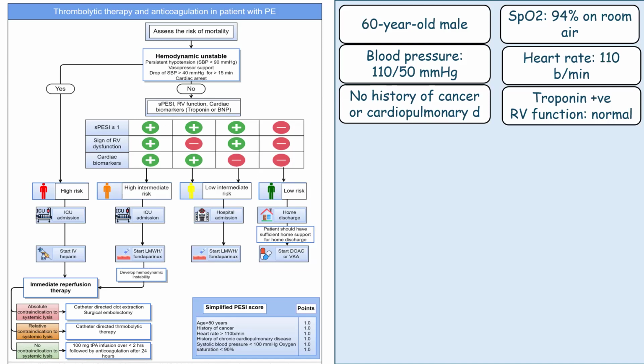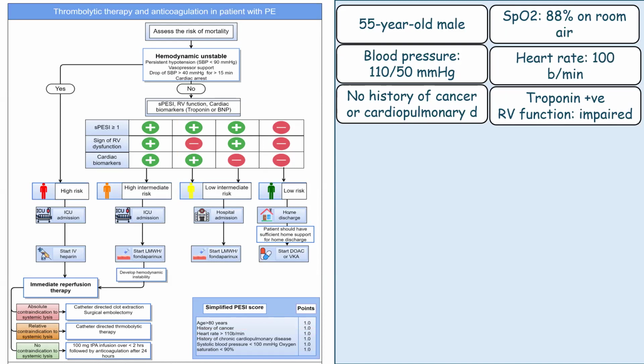The next patient is a 60-year-old male, saturation 94% on room air, blood pressure is normal, but the heart rate is 110 beats per minute. Troponin is positive, but the RV function is normal. This takes 1 point on the simplified PESI score. This patient lies in the middle category, and is considered low intermediate risk. He needs hospital admission, and he needs to start low molecular weight heparin or fondaparinux.